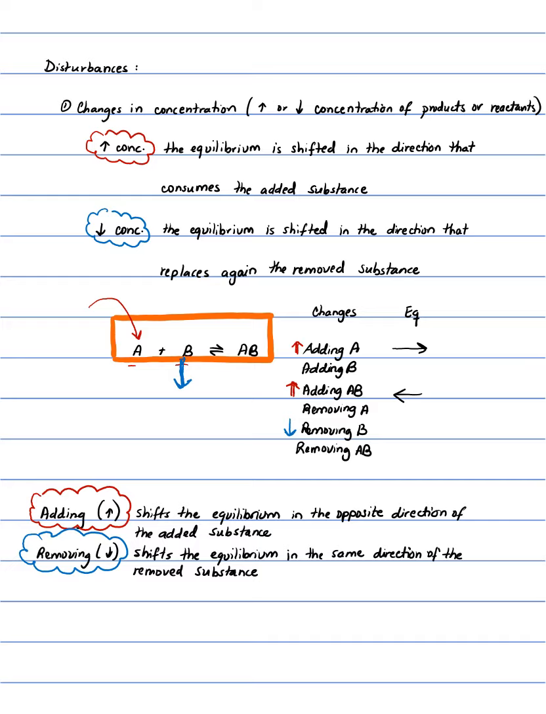Your reactant B is on the reactant side. Since you're taking away something from the reactant side, the equilibrium has to be shifted towards the reactant side to make more of B. If you're taking away something from the product side, removing a product will shift the equilibrium towards the product again to make up more of that product that is being removed from the reaction flask.